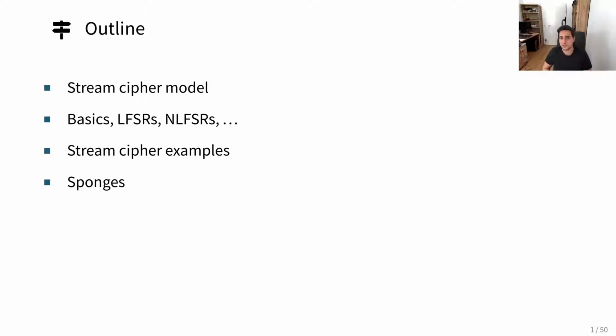And then towards the end of this lecture, we will hear something about sponges or cryptographic sponges. So this will be the smaller part today, but still, it should also maybe help to prepare you for the task, also for the practicals.